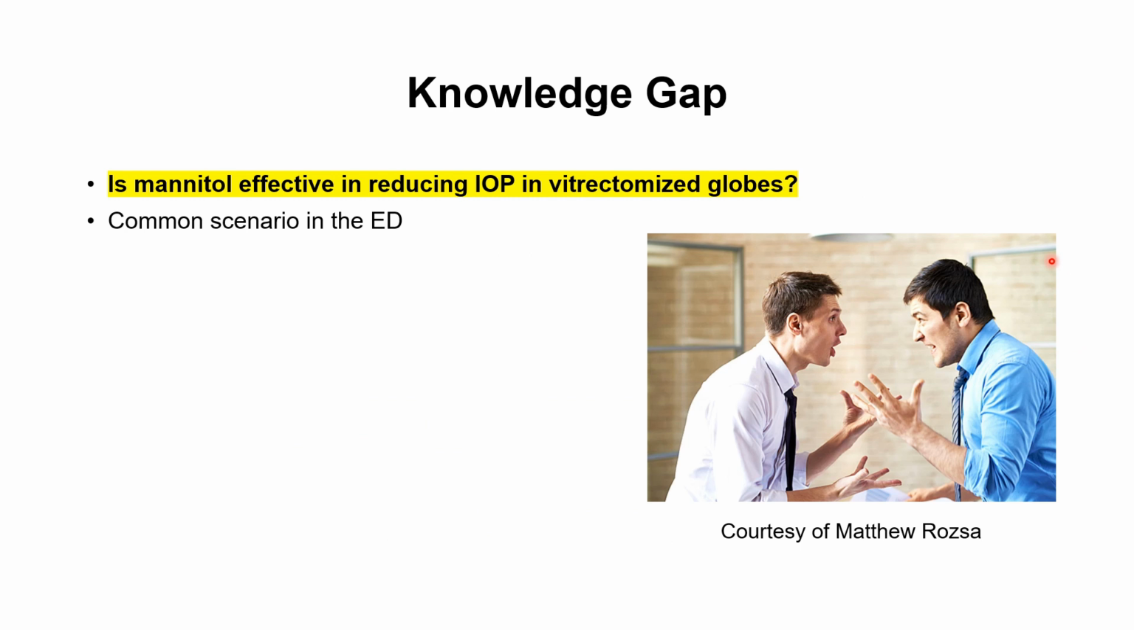So the knowledge gap that we are addressing in this paper is, is mannitol effective in reducing IOP in vitrectomized globes, which is a common scenario in the ED, where patients with a history of vitrectomy surgery or retinal surgery, silicone oil filled eye, come to the emergency presenting with high intraocular pressure. Now the common question is whether to give mannitol or not. So this paper is addressing this knowledge gap, and we are aiming to prove that mannitol can also reduce the IOP in vitrectomized globes as in non-vitrectomized eyes.